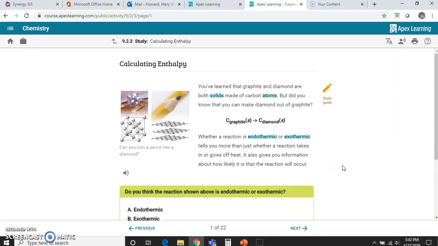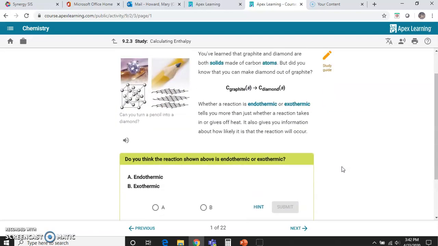So we've learned that graphite and diamond are both solid and they're both carbon atoms. But you know you can make a diamond out of graphite. Now, we talked about this in Earth systems before. To make diamonds, you need heat and pressure. So let's think: do you think the reaction shown above is endothermic or exothermic?